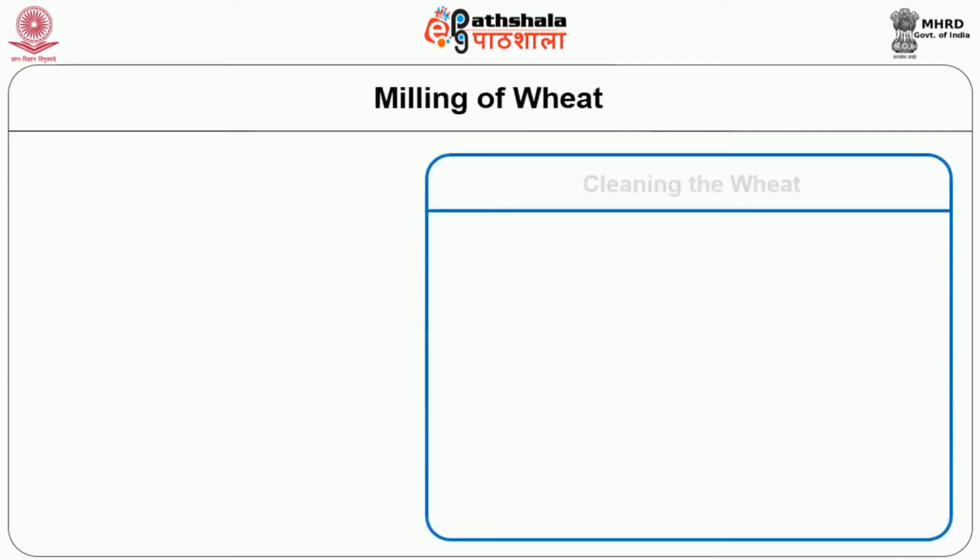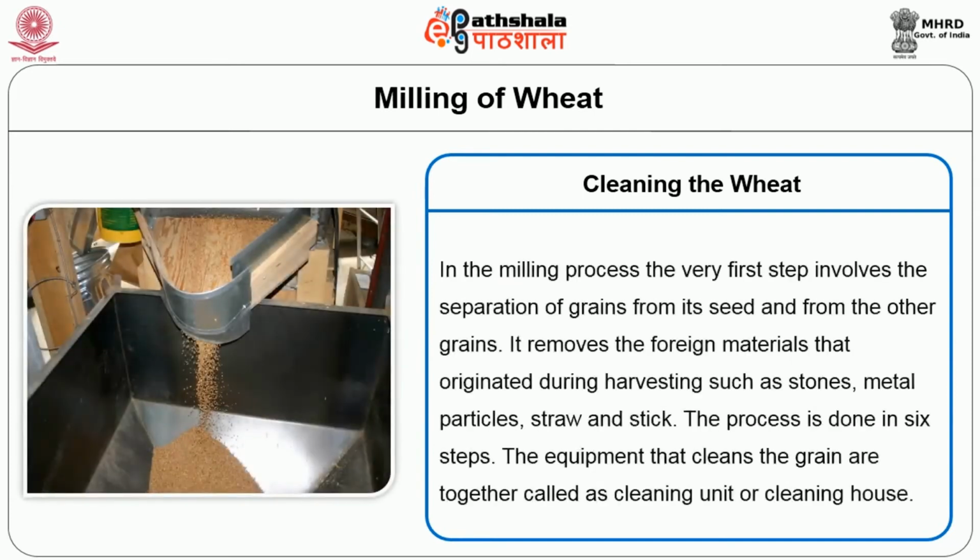There are many steps that are involved in milling. Now, let us learn the process of milling of wheat in detail. Before it goes to the mill, first it has to be cleaned. So, in the milling process, the very first step involves the separation of grains from its seed and from the other grains. It removes the foreign materials that originated during harvesting such as stones, metal particles, straw and some kind of stick, etc. This process is done in 6 steps.